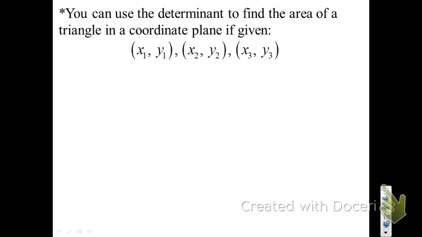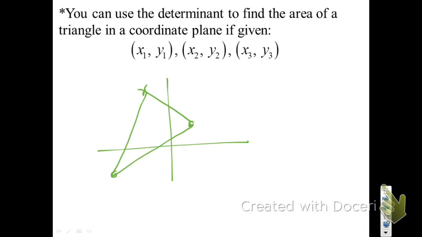One reason that we use determinants is that it enables us to find the area of a triangle on a coordinate plane if you're given 3 points. Now, if you were asked to find the area of, say, this triangle here without matrices, then you would have to do quite a bit of work.